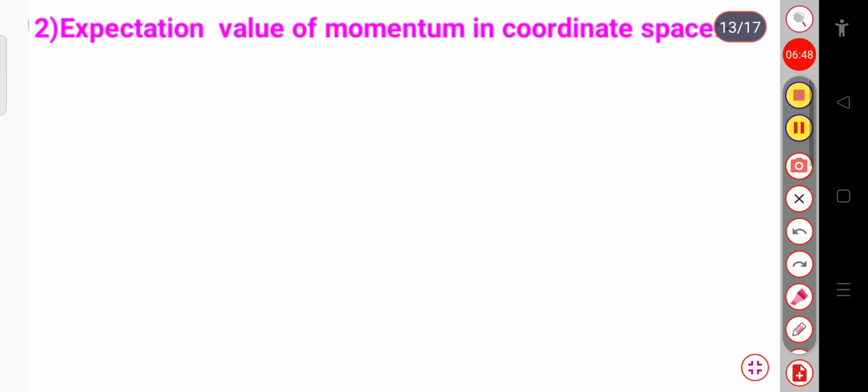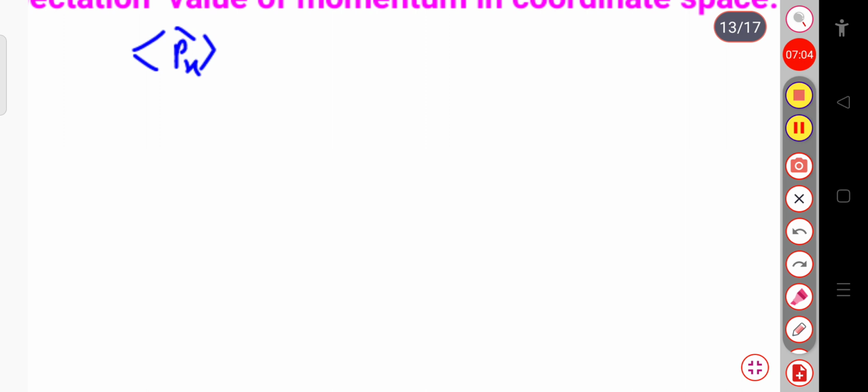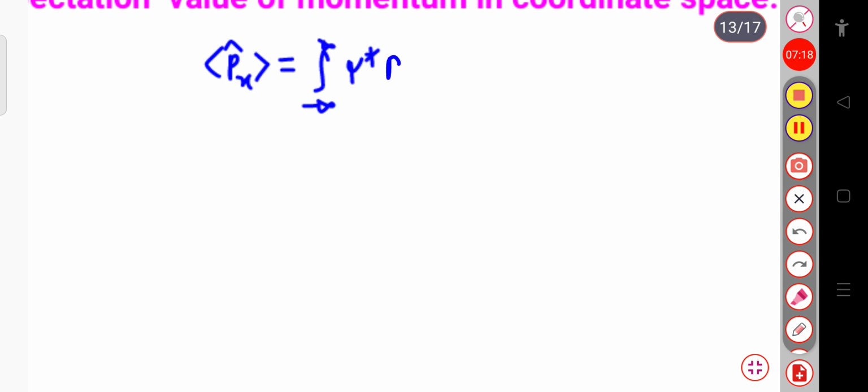Now the next is the expectation value of the momentum in the coordinate space. Let me write it clearly first. This is your px cap average, the linear momentum operator, equal to the integral from minus infinity to plus infinity of psi star px cap psi dx, when psi is normalized. So here psi is normalized.